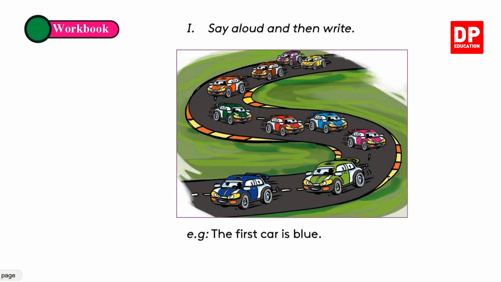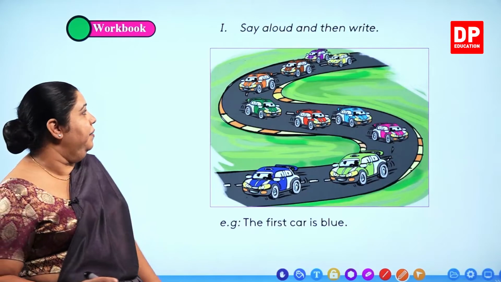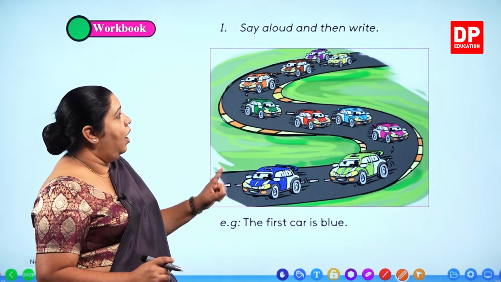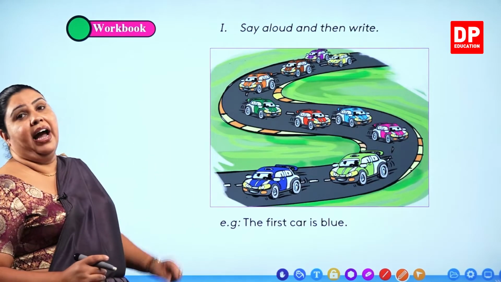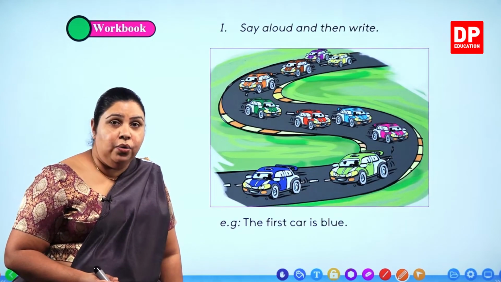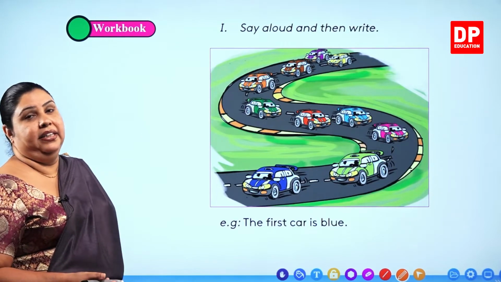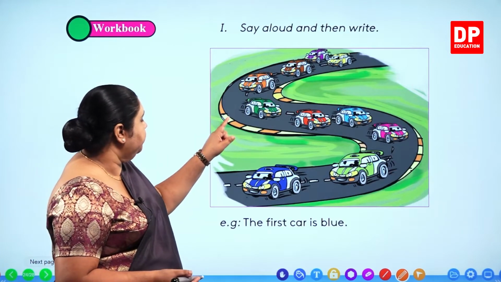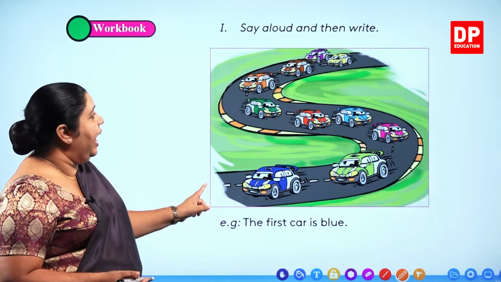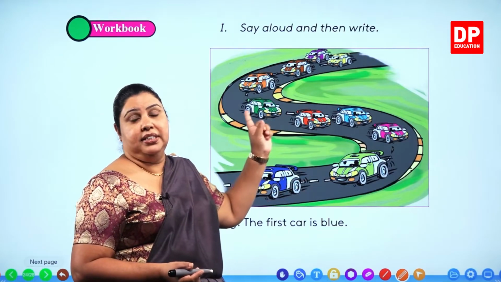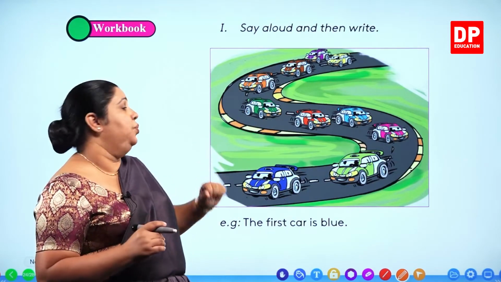Right. Now we are going to come back to our workbook. Now is the time that we need to do our workbook activities. Okay? Right. Say aloud and then write. Now what do we have to say here? Now look at this. Here we have some cars. How many cars do we have here?